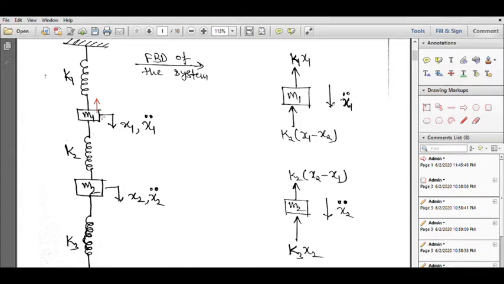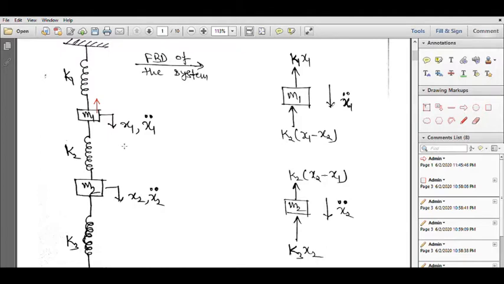See, the displacement of mass m1 is in downward direction, and the displacement of mass m2 is in downward direction. So the net deformation of the spring K2 is x1 minus x2, right? The net deformation of this spring will be x1 minus x2 or x2 minus x1. Both are right as the net deformation of the spring K2, but their directions will be opposite. The direction of x1 minus x2 will be opposite to x2 minus x1.